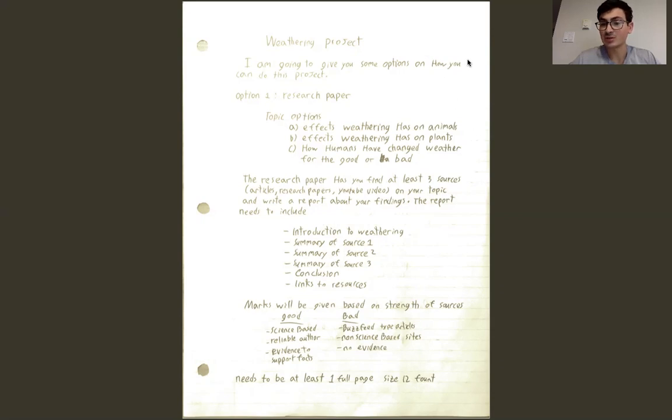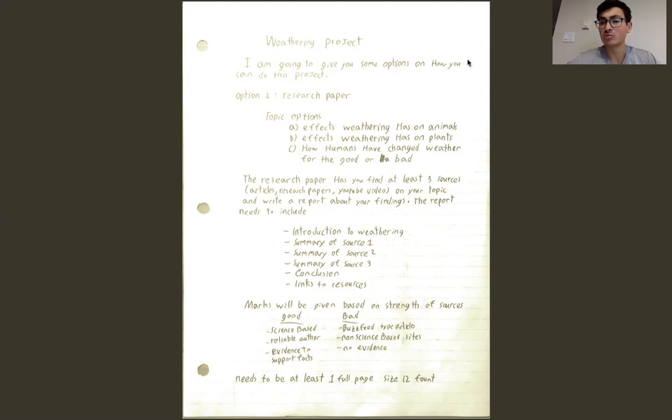If you have bad sources, like BuzzFeed type articles, tabloid type articles, things that aren't science-based and have no evidence, you will lose marks for not having strong sources. So make sure the sources you're choosing are scientific based. You're going to find at least three sources on your topic, and you're going to write a report about your findings. The report needs to have the following.